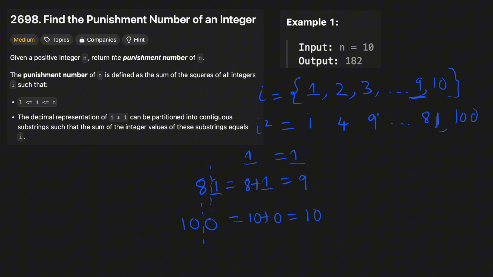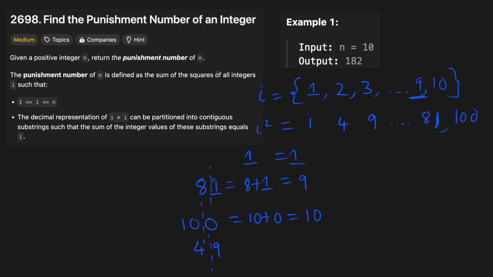But now let's take one more example where i is invalid for punishment. For example, let's take i equal to 7 and i square is equal to 49. And no matter how we partition, like 49 or 4 plus 9, that is 13, we will not get it equal to 7. So we will not consider these i's, right?